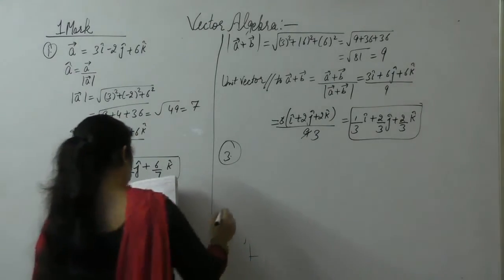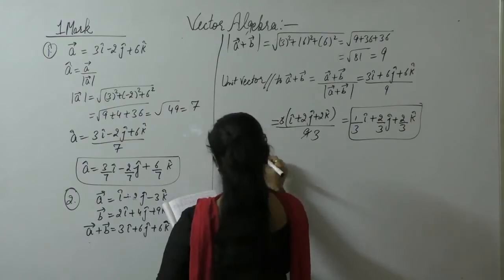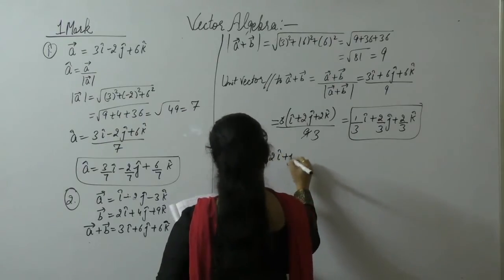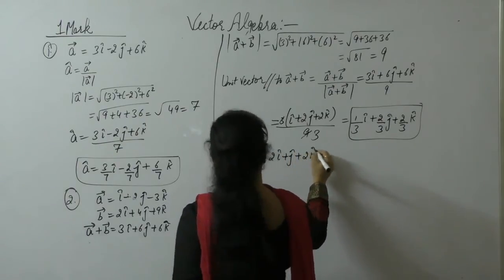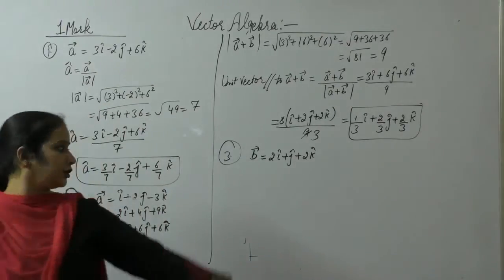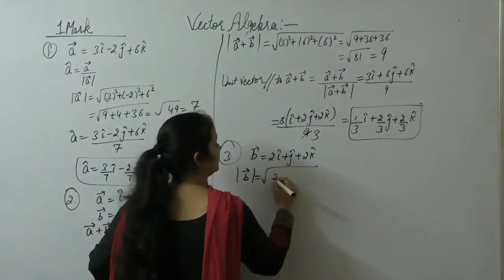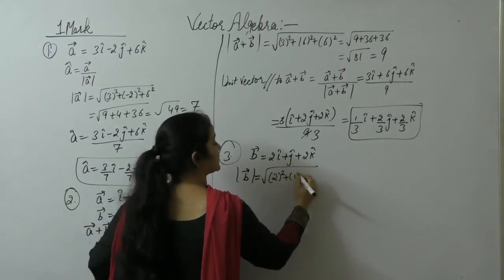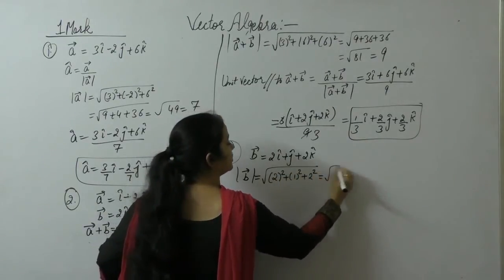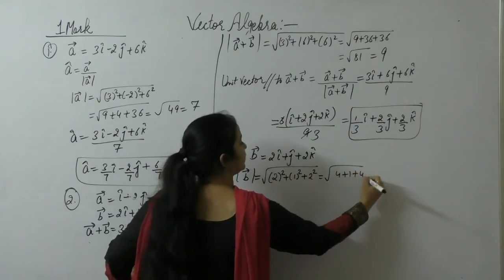Next one, write the unit vector in the direction of B vector. First find the magnitude of B vector. 2 square plus 1 square plus 2 square, 4 plus 1 plus 4.